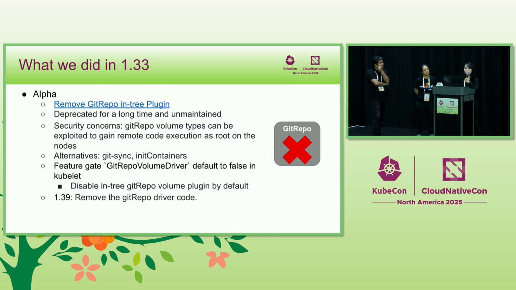In 1.33, we announced the removal of Git repo entry plugin. This plugin has been deprecated for a long time, and it is unmaintained. There are security concerns. This plugin can be exploited to gain remote code execution as root on the nodes. There are alternatives. You can use Git sync or init containers for the same functionality. So in 1.33, we disabled this entry Git repo volume plugin by default, and we are planning to remove the driver code in 1.39 release.